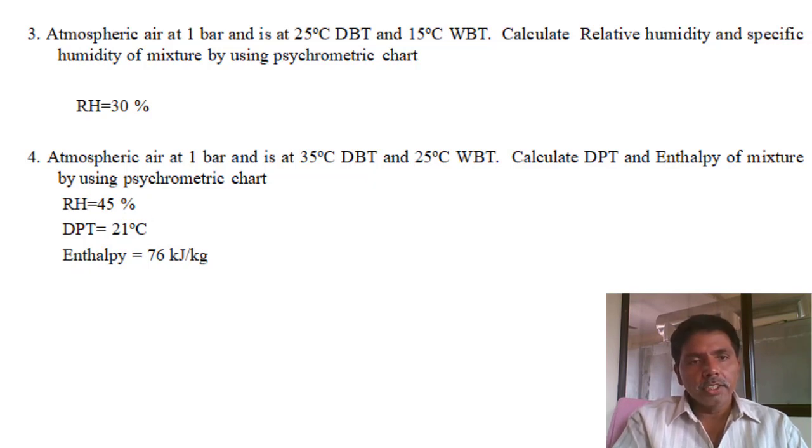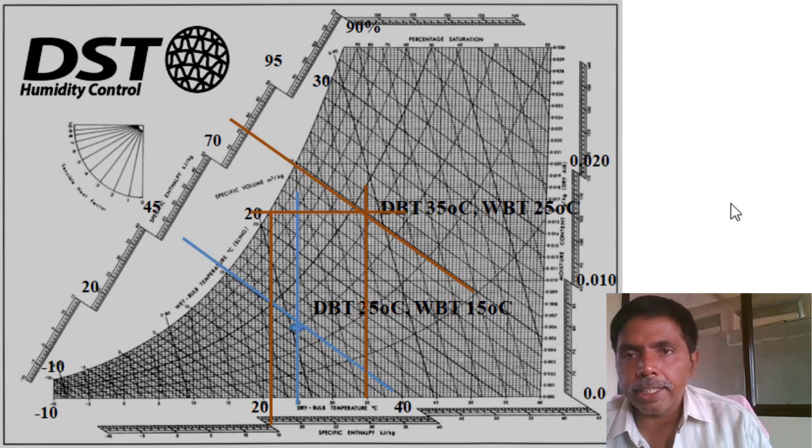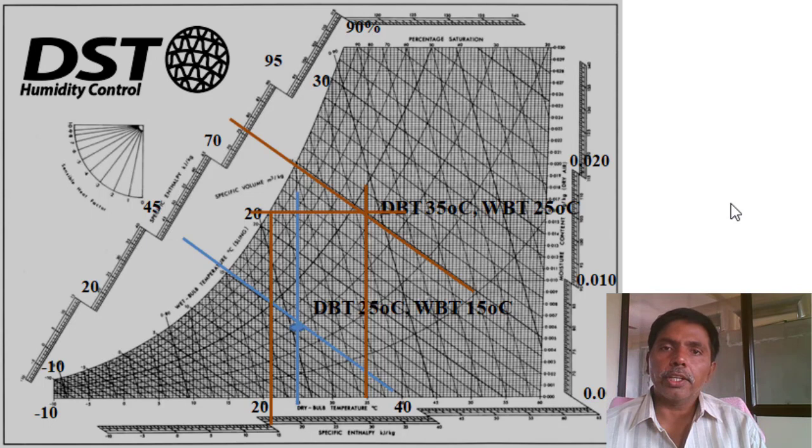So, I think you got a clear idea about how we can extract the properties from the psychrometric chart. The majority of the models I explained, the remaining you can practice yourself.